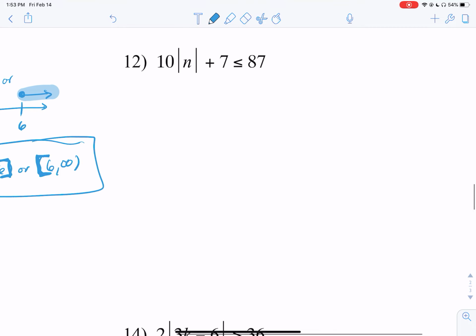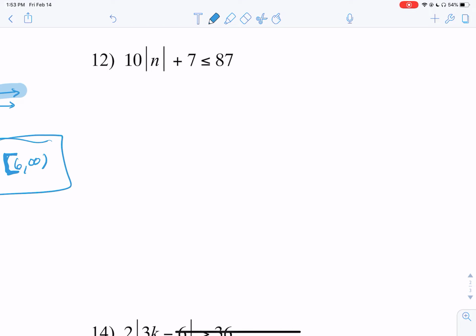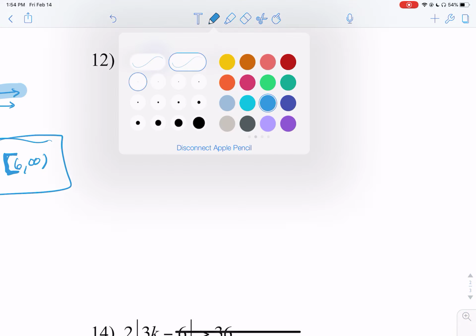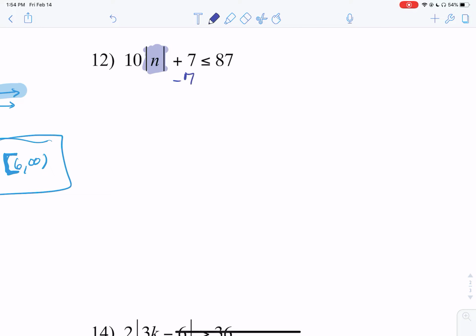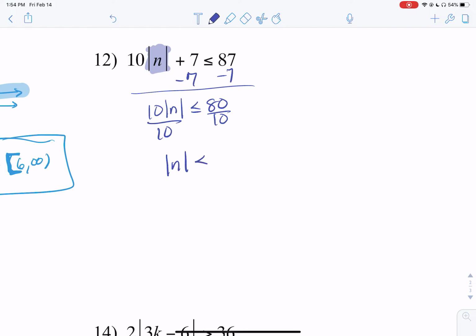Now for number 12, we'll do the exact same thing. In order to solve this absolute value inequality, the first thing we have to do is isolate the absolute value of n. So I want this to be by itself. To do that, I have to start by subtracting the 7 from both sides. And 10 times the absolute value of n is going to be less than or equal to 80. We divide by 8. And the absolute value of n is going to be less than or equal to 8.